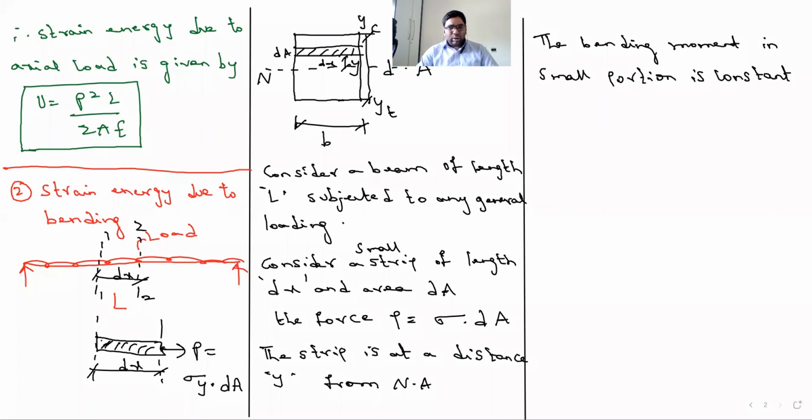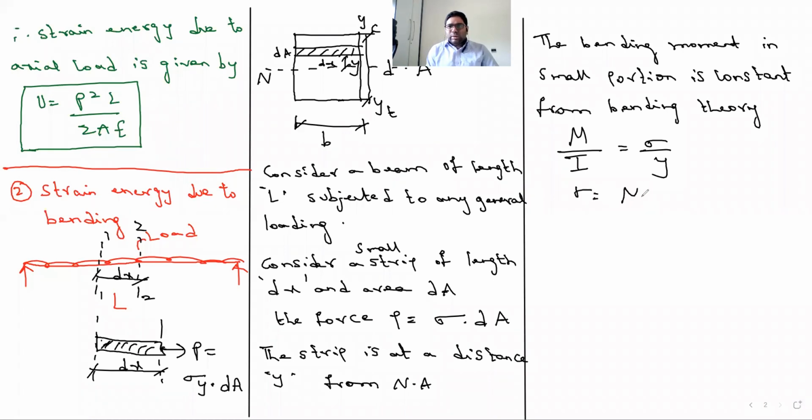Okay. Now, from bending theory, M by I is equal to sigma by y. So sigma is equal to M by I into y. This is the basic expression for bending of a beam.